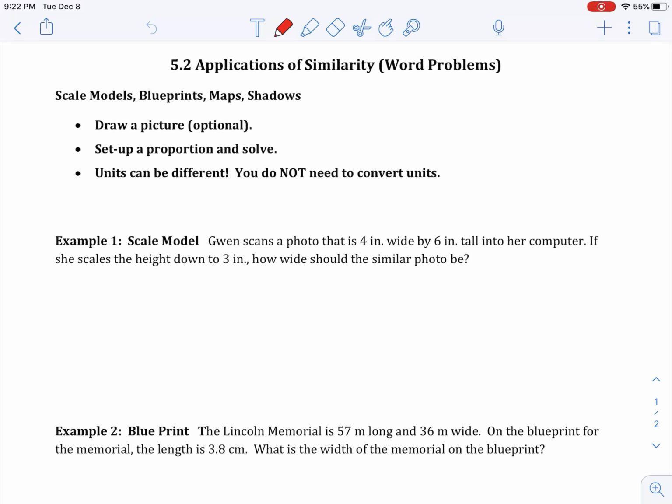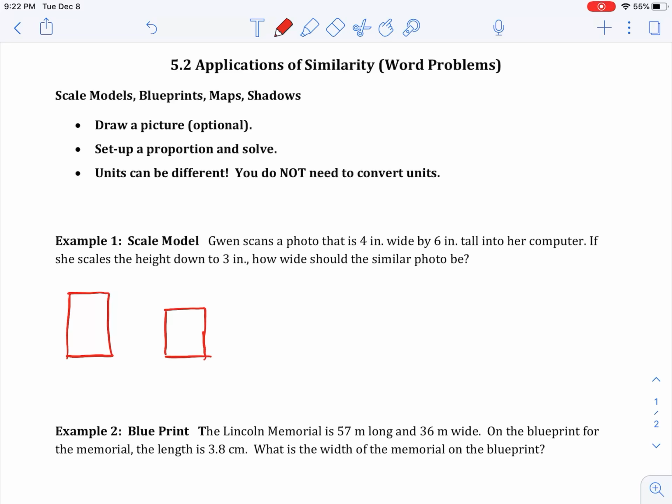Okay. So in example 1, it says you're dealing with a scale model. So this is kind of like a scale model problem. Gwen scans a photo that is 4 inches wide by 6 inches tall into her computer. If she scales the height down to 3 inches, how wide should the similar photo be? So again, like I said, I like to draw pictures, and the first picture I'm going to draw is a larger photo, and then I'm going to draw a smaller photo because I know she scales it down.